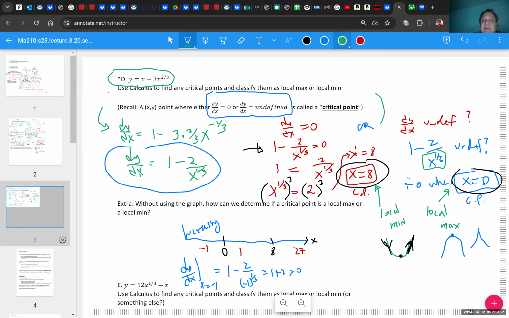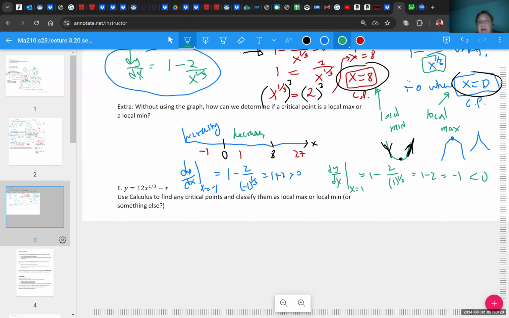And then we would do the same calculation for a number between 0 and 8. The number I chose, for example, is x equals +1. And I get a very similar calculation. 2 over 1 to the 1/3. 1 to the 1/3 is +1. So this is 1 minus 2, which is -1, which is less than 0. So that means the derivative is negative and the graph is decreasing. And then I would choose a number like 9 or any number that's greater than 8, like 27. And that will tell me whether it's increasing or decreasing in this last region.